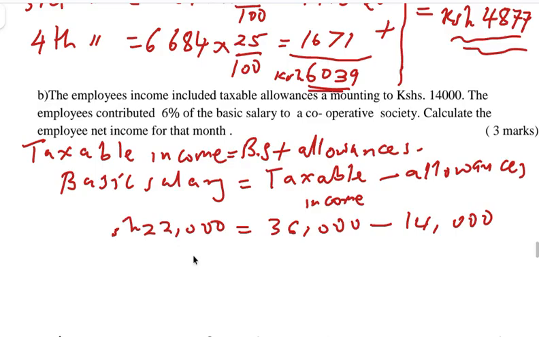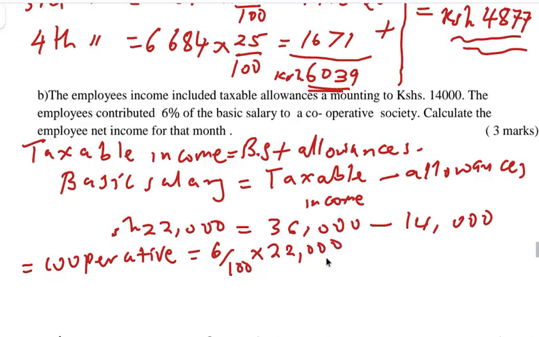Sawa, itakupa 22,000 shillings. Sasa ile 6% ya hiyo 22,000 ilienda kwa cooperative society. So ile ambayo imeenda kwa cooperative society ni ngapi? Cooperative ni 6% times hiyo 22,000, in which itakupa 22 times 6 itakupa somewhere around 1,320. Hujauliza swali kuhusu cooperative umelipa ngapi, umeulizwa employee net income for that month.